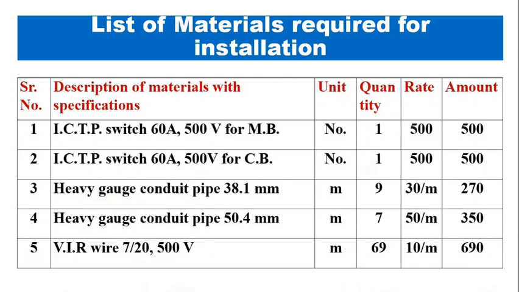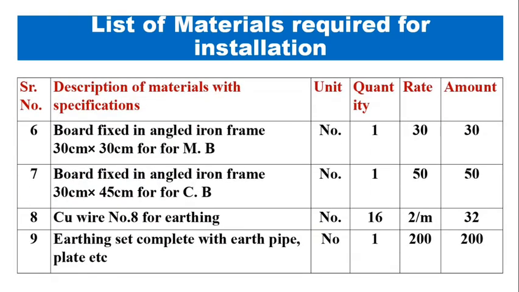Next, you have to mount your main board and control board on a fixed angle iron frame board. So two boards are required, one for the main board and one for the control board. The rate for the main board is 30 rupees, and for the control board it is 50 rupees. It is the bigger one because it will hold your control switch and starter.